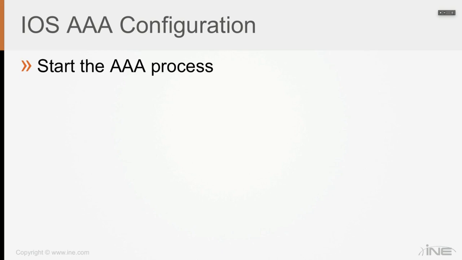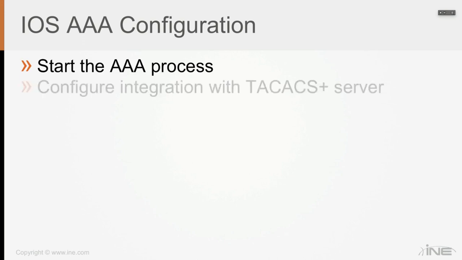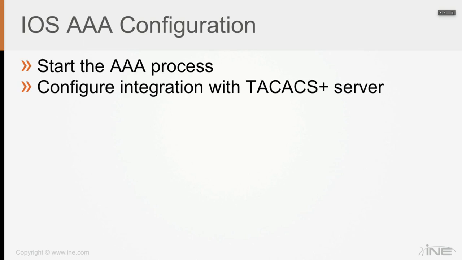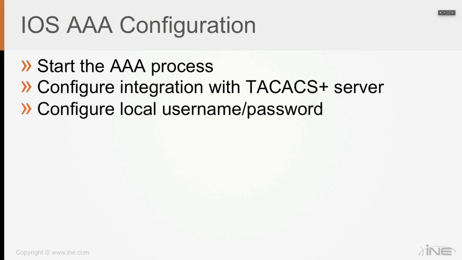It's going to be the command aaa new-model. Enabling the new model means that we can authenticate incoming requests to the router for management purposes to a remote server. Then we have to configure the integration with the remote TACACS server. Then we have to configure a local username and password, because as I stated, we're going to use integration with the TACACS server with a fallback on a local database. So that's why we also define a local username in the database of the router.